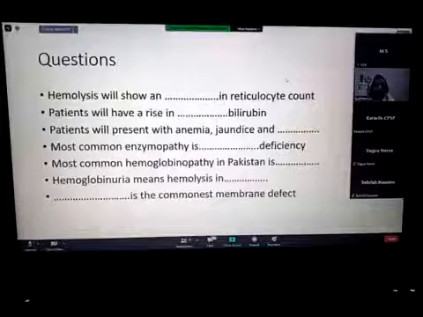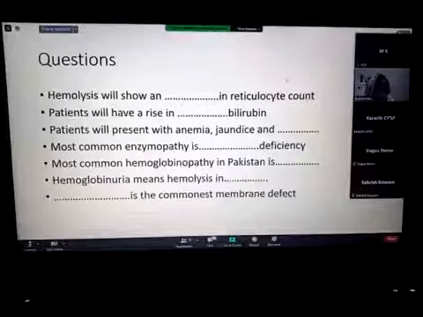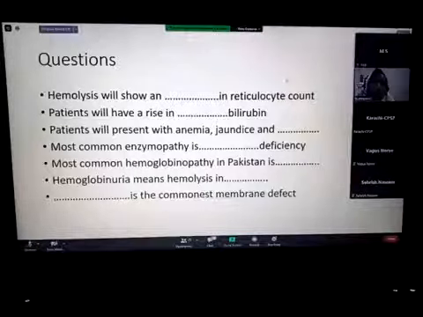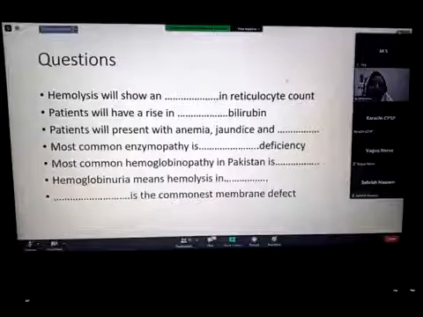I'm not going to discuss, because of the shortage of time, each and every hemolytic anemia in detail, but this is a brief overview of hemolytic anemia. And usually the anemia is normochromic normocytic.